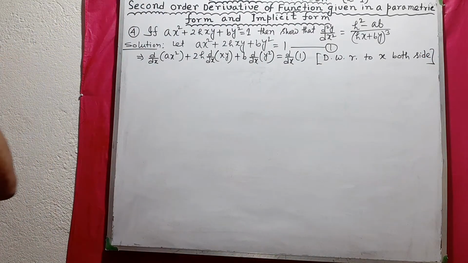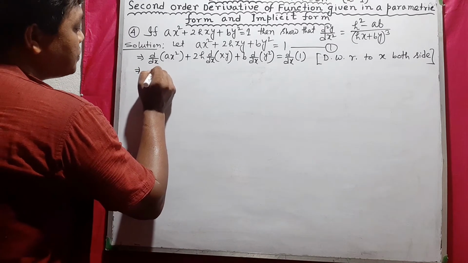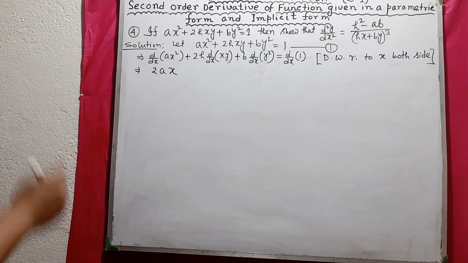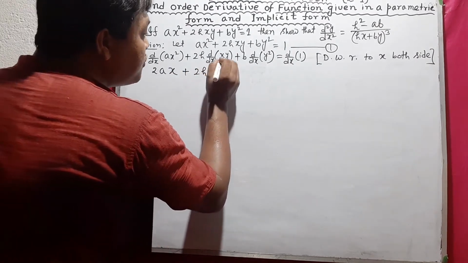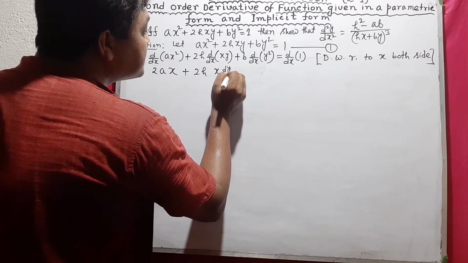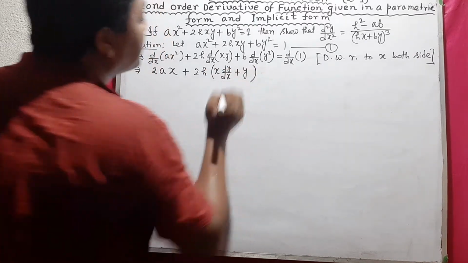Clear? So now, what is the derivative of x square? 2a into x. This is a constant. The derivative of x square is 2x, plus 2h into u into v: x into dy/dx plus y into d/dx of x, that is 1.